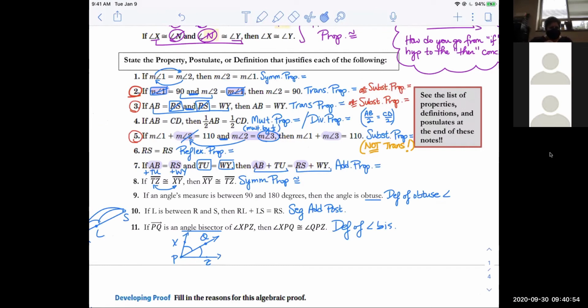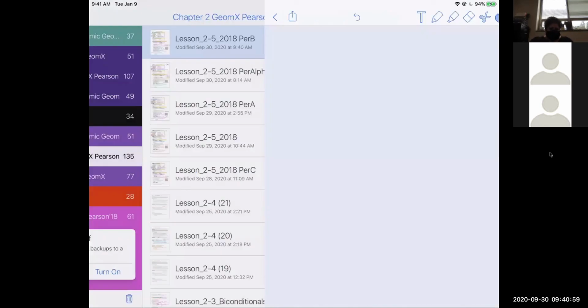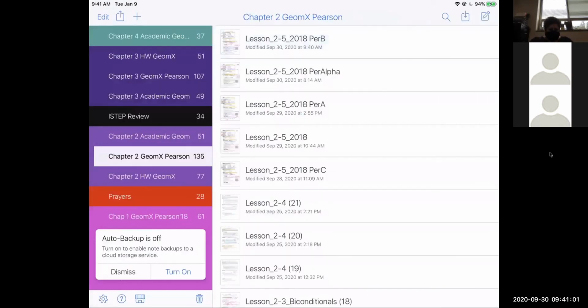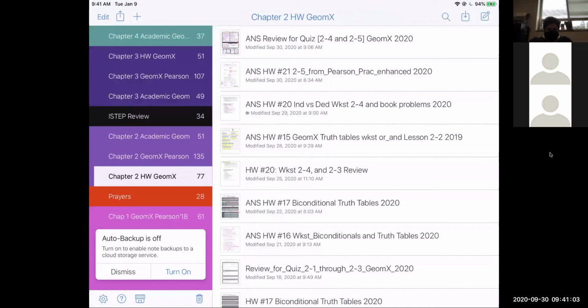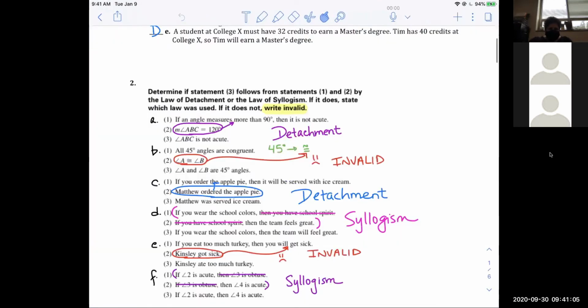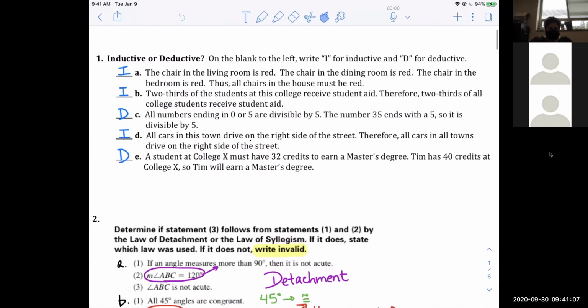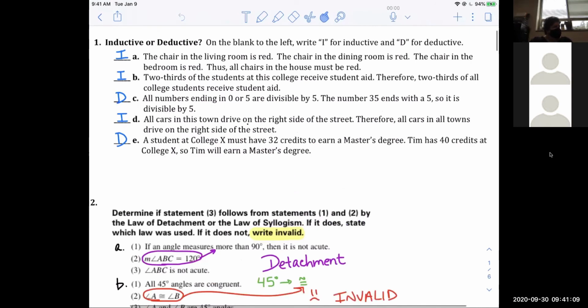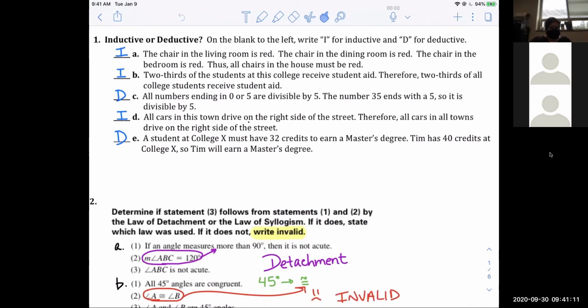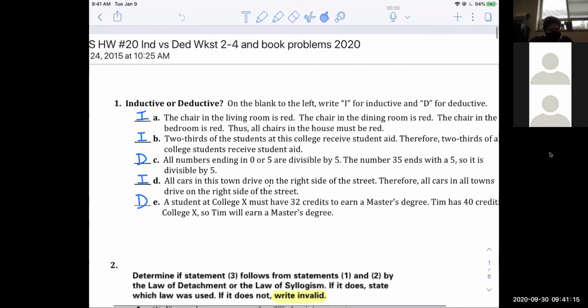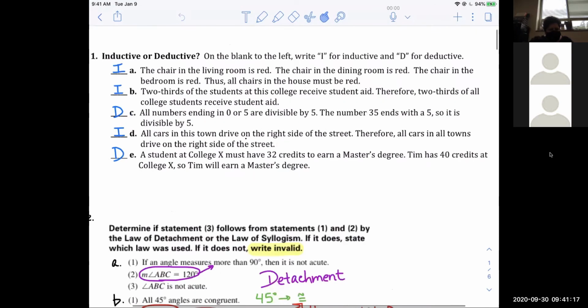All right, let's go ahead and check homeworks. So we need to look at number 20 and number 21, correct? Am I right about that? Okay, so number 20 was the one that was called the inductive versus deductive worksheet, and it had some book problems with it.